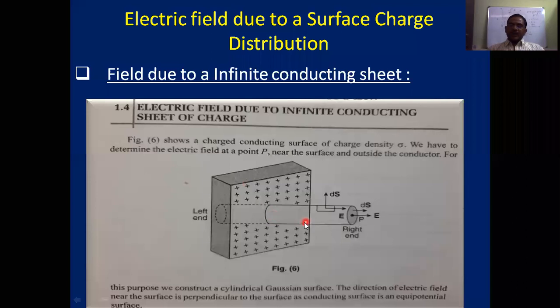Right. Now my intention is I have to find the electric field strength at the nearest point. I took a point P near it. At P, I have to find out the field strength.